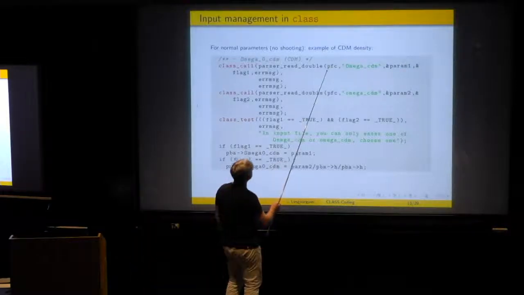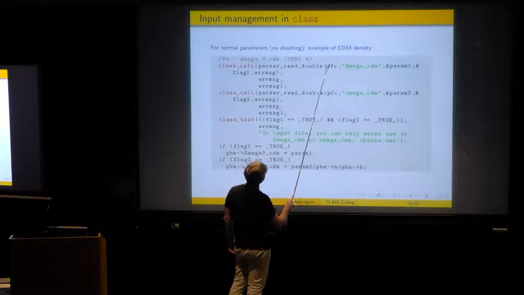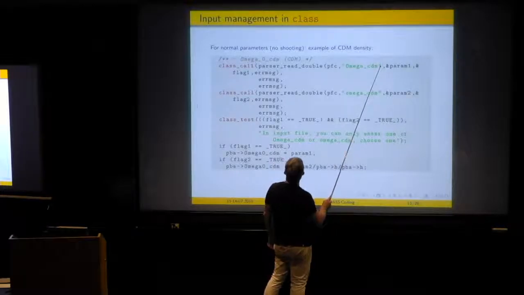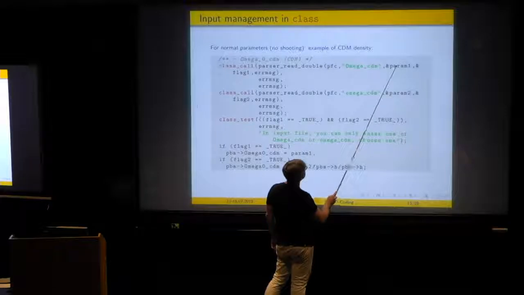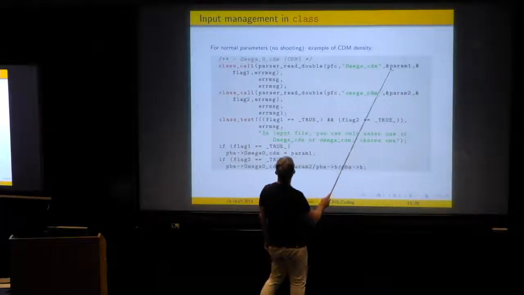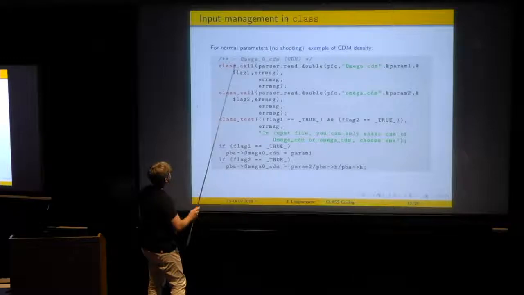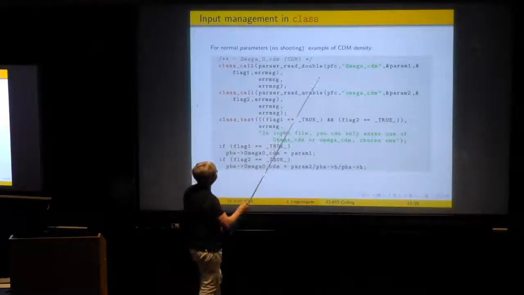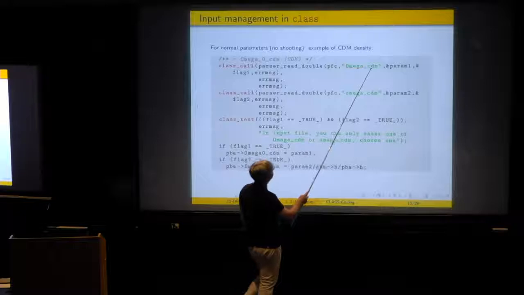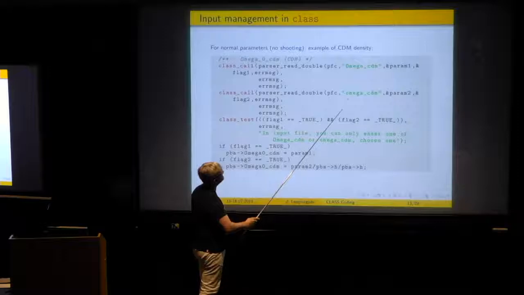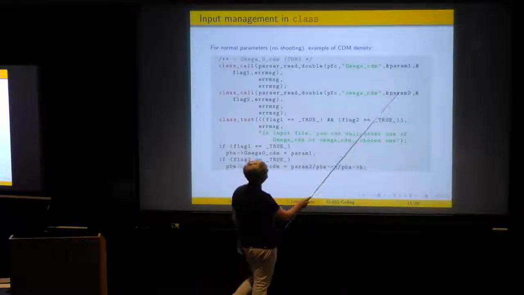The first argument is the file content. It contains your inputs. The second one is a string that we are looking for. And if this string is found, it will be written in this variable, and the flag will be set to true. Otherwise, it will be set to false. And the rest is for error management. So it does this, and it means that if in your file content there was a big omega CDM, it will be written in param1. And the second line says that if there is a small omega CDM, it will be written in param2.